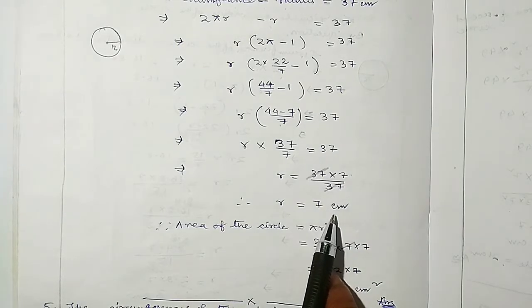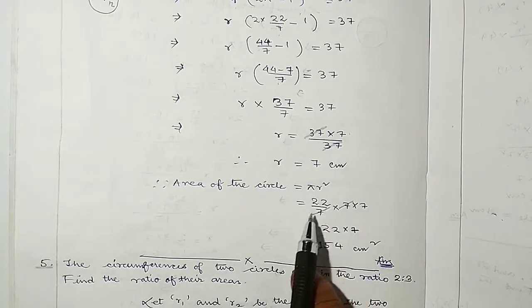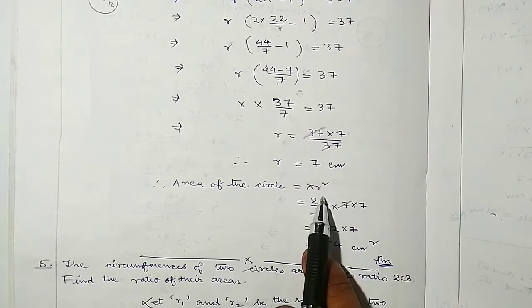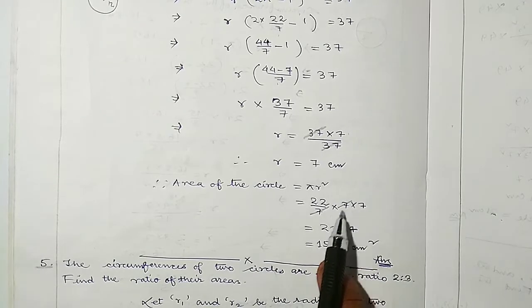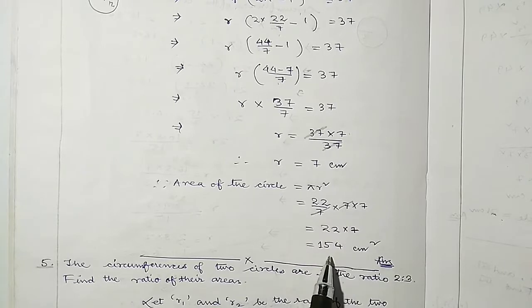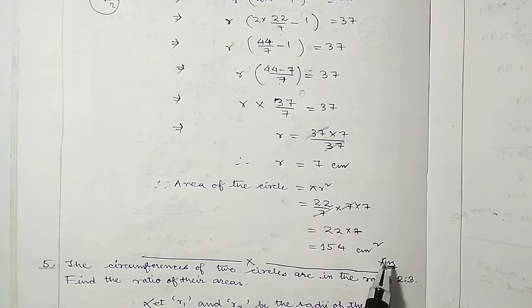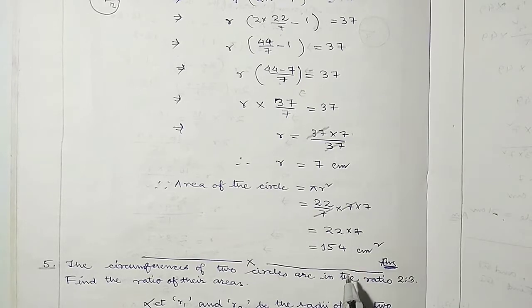The next part is we have to find the area of the circle, and we know the area of the circle is pi r square. So pi is 22 by 7. R square is 7 into 7. This 7 can be cancelled. So we are left with 22 into 7. That means 154 centimeter square. That's the area of the circle. I hope this one is clear. Now I'll do question number 5.